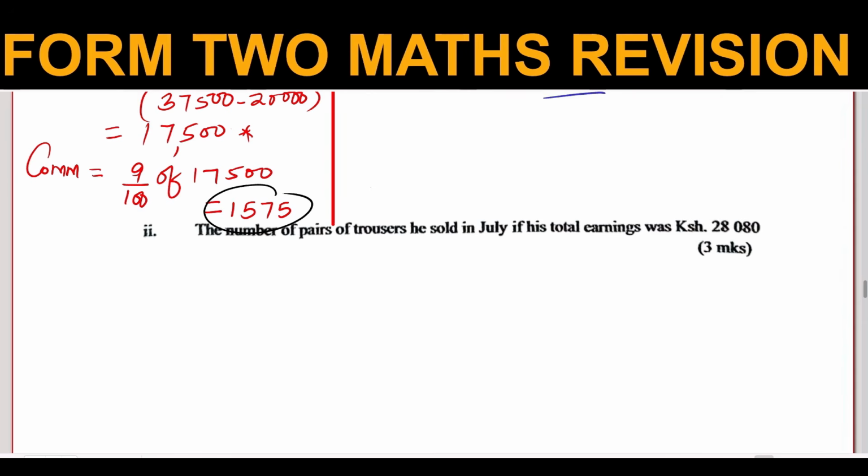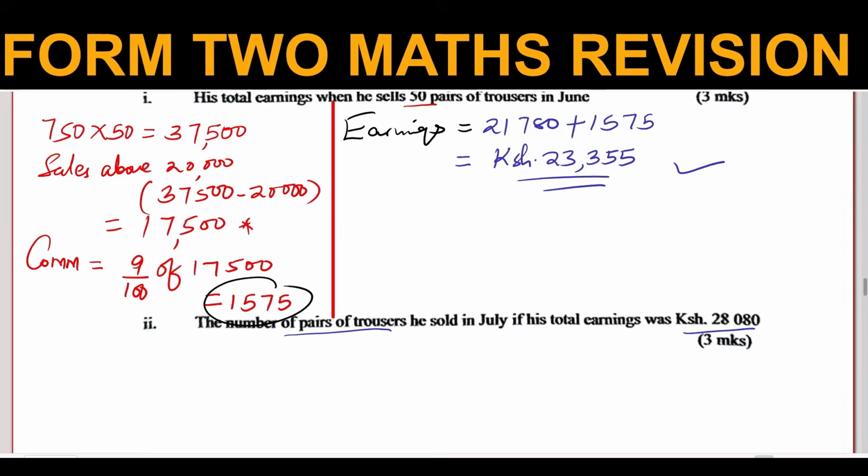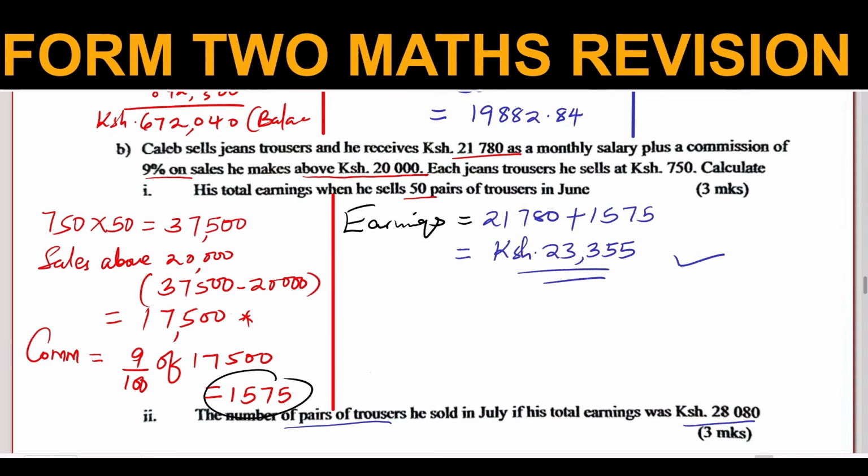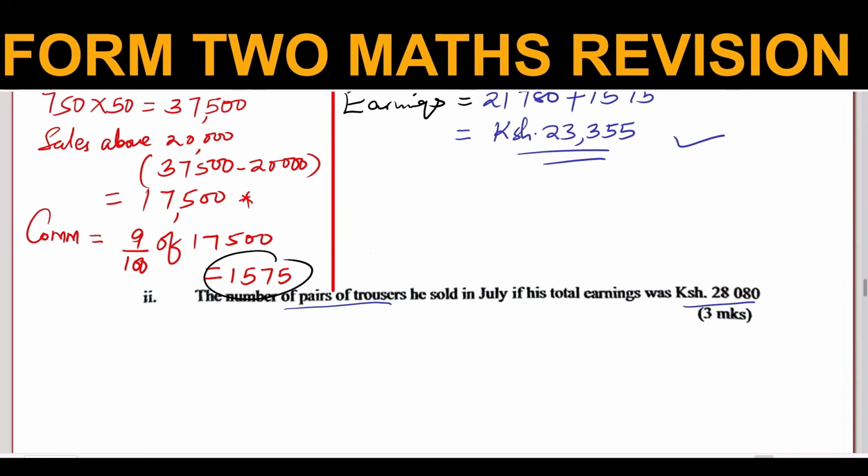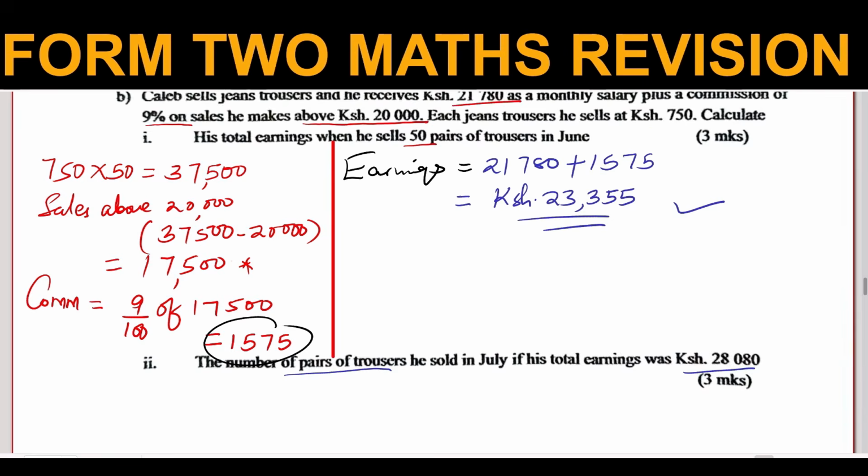Part 2. The number of pairs of trousers he sold in July if his total earnings was 28,080. So you're given the total earnings and you are required to calculate the number of pairs of trousers. Now, these total earnings, 28,080, is inclusive of the monthly salary plus the commission. So therefore, we need first to know the commission.